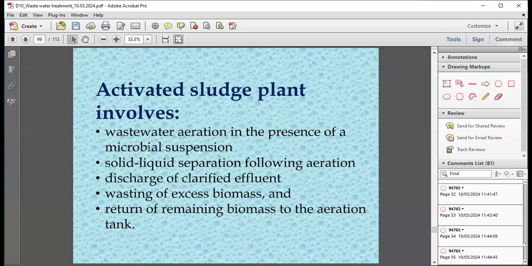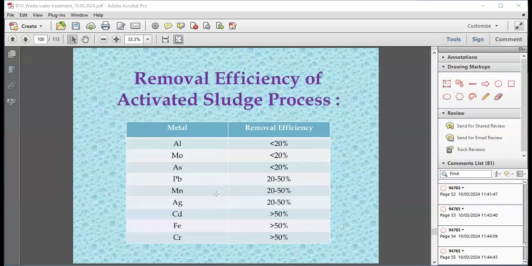The activated sludge plant involves wastewater aeration in the presence of a microbial suspension, solid liquid separation following aeration, discharge of clarified effluent, wasting of excess biomass, and return of remaining biomass to the aeration tank, right?